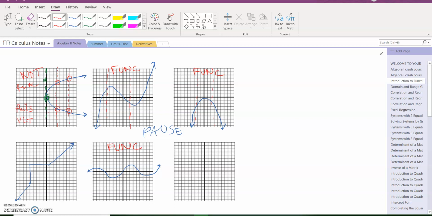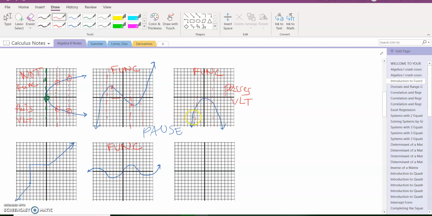So for this one here, this is definitely a function. Every imaginary vertical line is only hitting once. Every x only goes to one y. No matter where you go on the x-axis, there's just one y that goes with it. The next one is also a function because every input has just one output. It passes the vertical line test. So graphically, that's why it is a function.